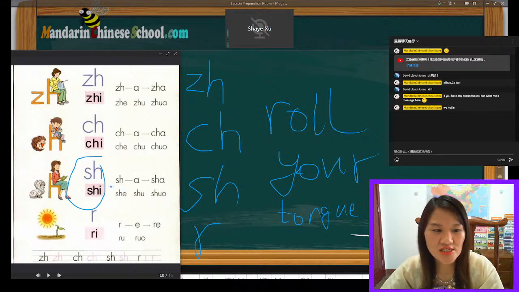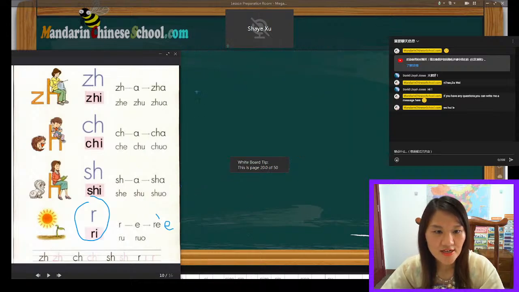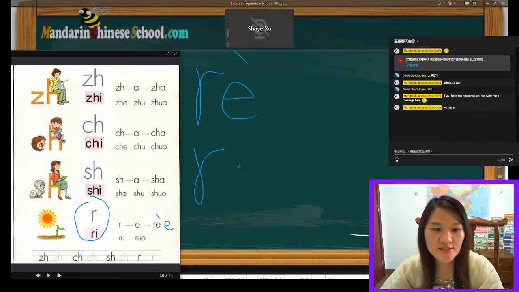and this is 诗. You also need to curl your tongue. 诗. This is 日, as in 热, this is the sound, right? 热 means hot. 热, 生日的日, this is 生日, birthday, right? 生日.